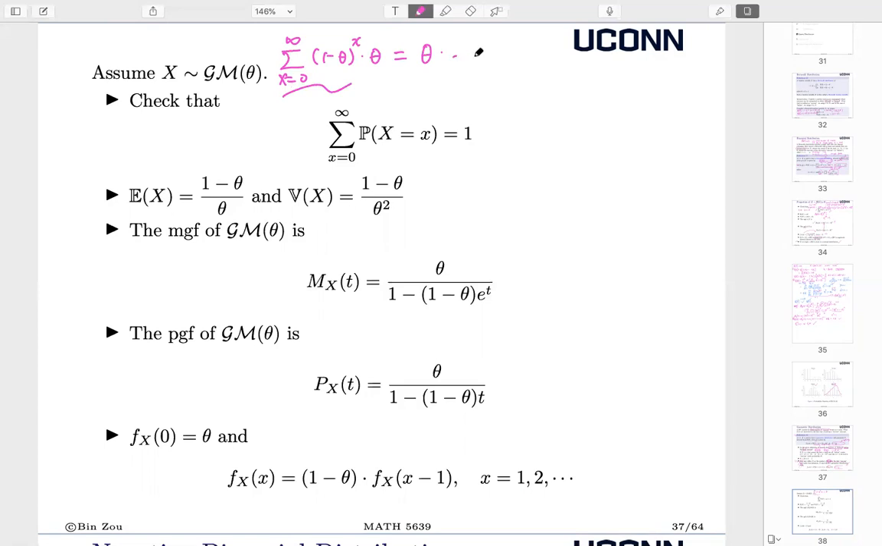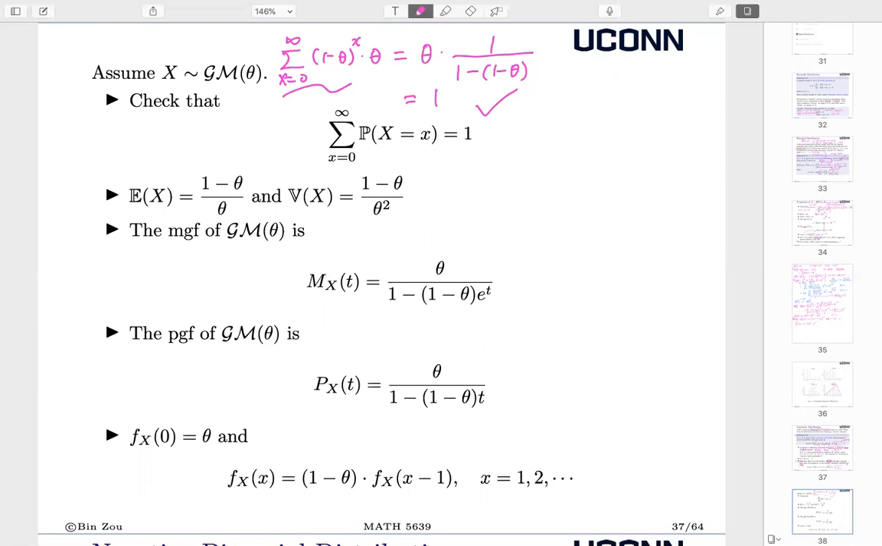So by the definition, it is 1 minus the common ratio, which is 1 minus theta, in the denominator, and on top, the numerator is the first value of the series, 1 minus theta to the power of 0, which is 1. So theta over theta is 1. So it's confirmed. It's what we believe, right? Adding up all the possibilities, we should get 1. So exactly it is.